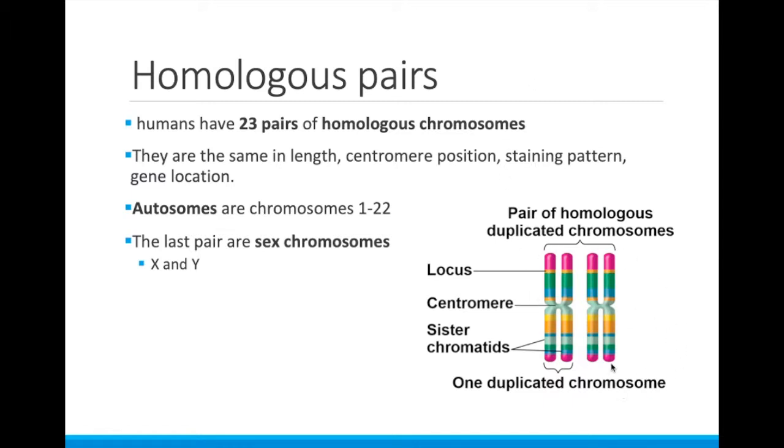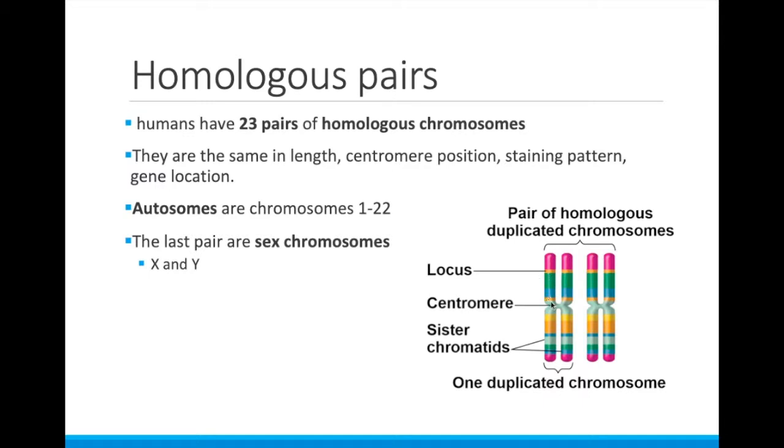So a pair of homologous chromosomes is located down here. Look at the picture on the right. So let's just say this is chromosome number 1, and then this is also chromosome number 1. On each of these chromosomes, you can see this colorful striping pattern. These are called locus. Those are the places of genes.